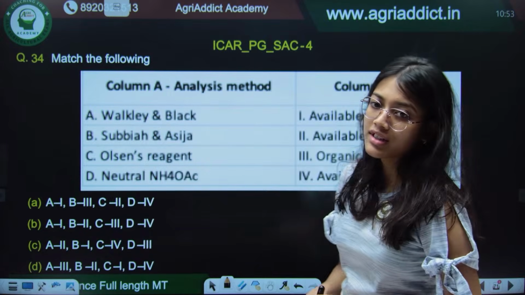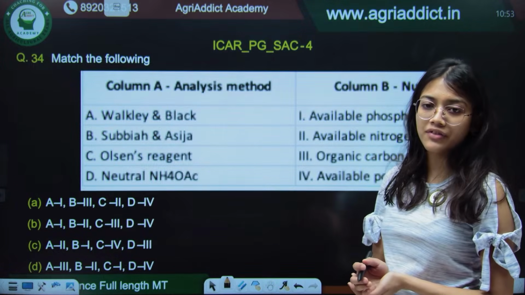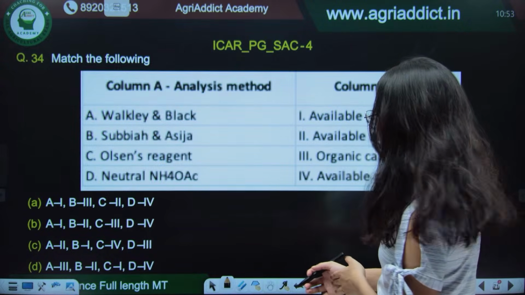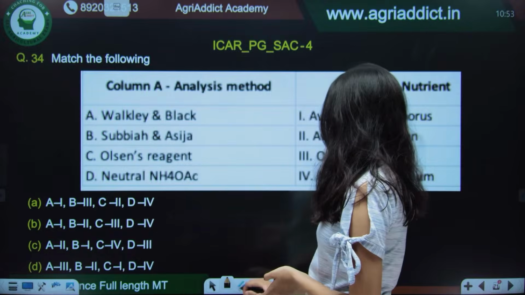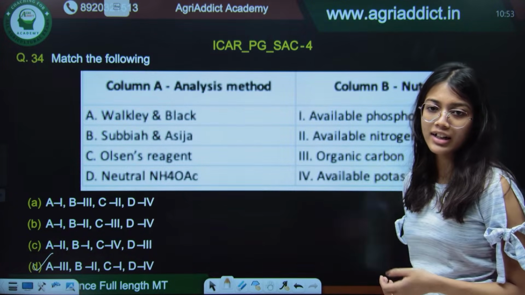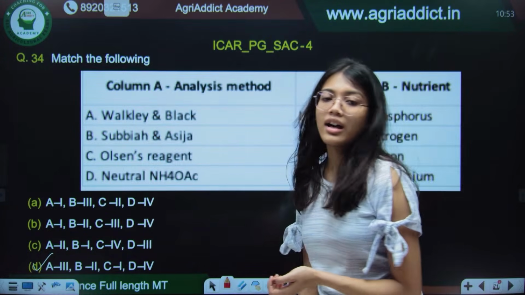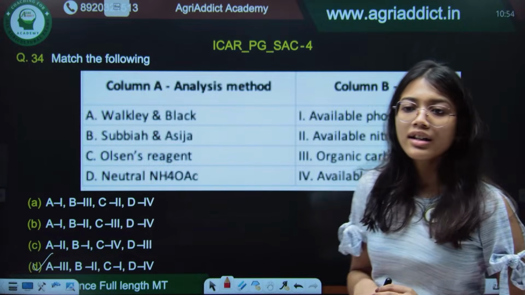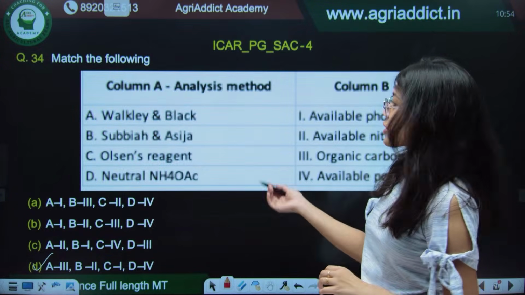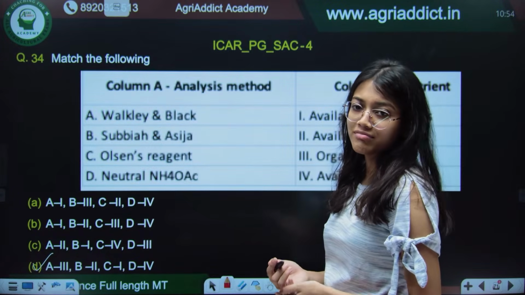So our first question was where we had ended. It was about different reagents along with their nutrient contents. Each one of you had answered option number D, but I was explaining why we will use all these reagents for analyzing these nutrients. Yes, okay, so Mangala is finally present. So why we are using Walkley and Black and all these other reagents, we are going to read that.